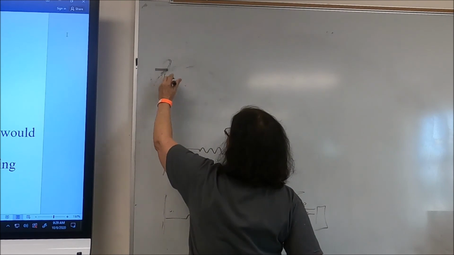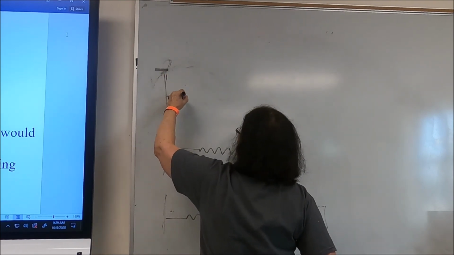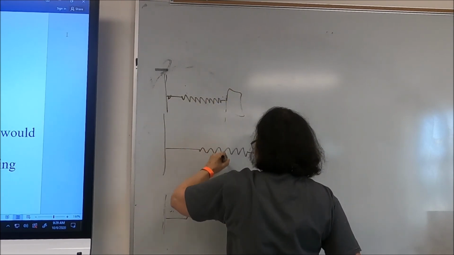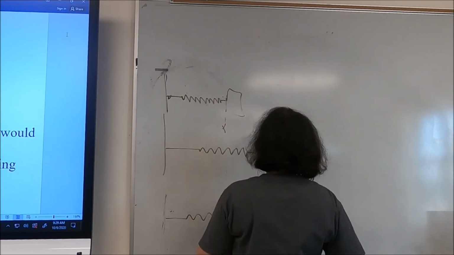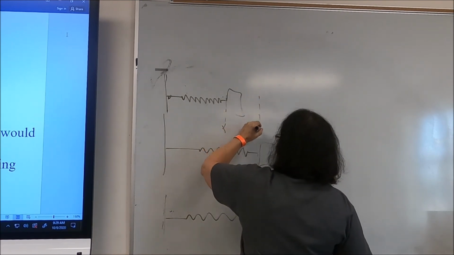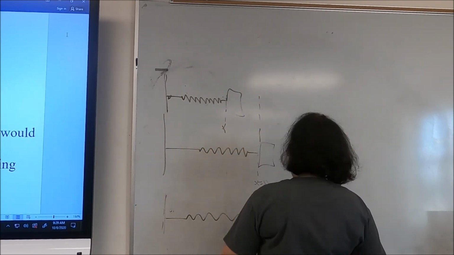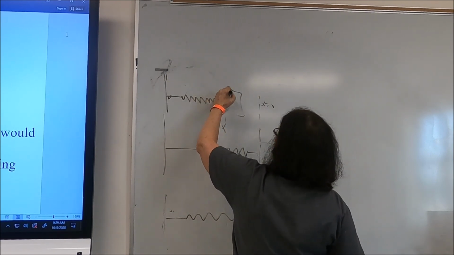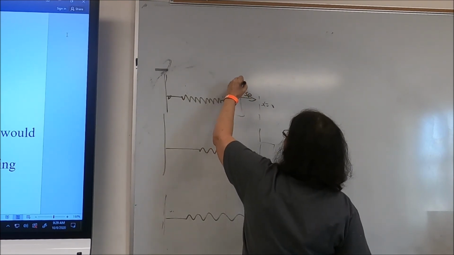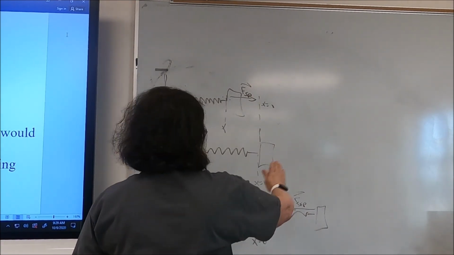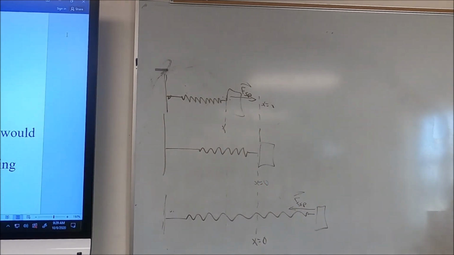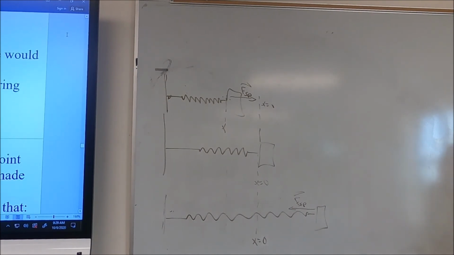And if I were to compress the spring back to here, notice where it is compared to x equals 0. The force now from the spring points in that direction. So if I displace to the right, the force is to the left. I displace to the left, the force is to the right. The spring force always points in the opposite direction of the displacement.